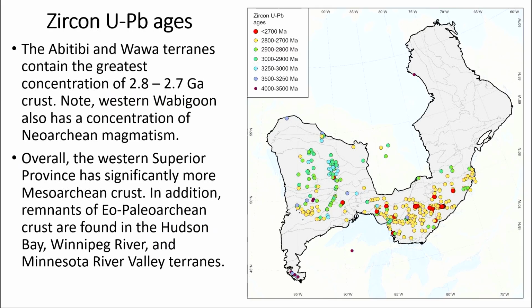So this is the compilation of zircon uranium-lead ages. The Abitibi is no surprise. The Abitibi and Wawa terranes contain the greatest concentration of Neoarchean crust. And we'll also point out that Western Wabigoon has a concentration of Neoarchean crust near the center of it. But overall, the Western Superior Province has significantly more Mesoarchean crust, in addition to the older Eo- to Paleoarchean remnants in the Hudson Bay terrane, Winnipeg River terrane, and Minnesota River Valley terrane.